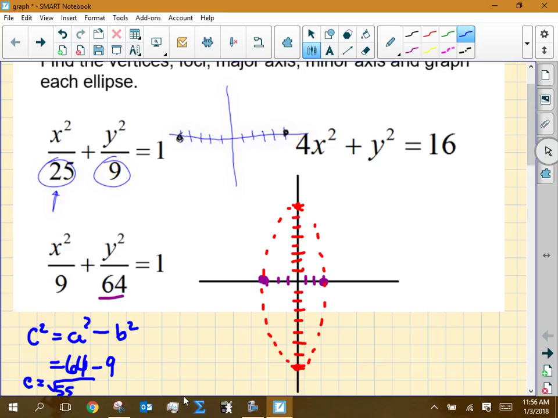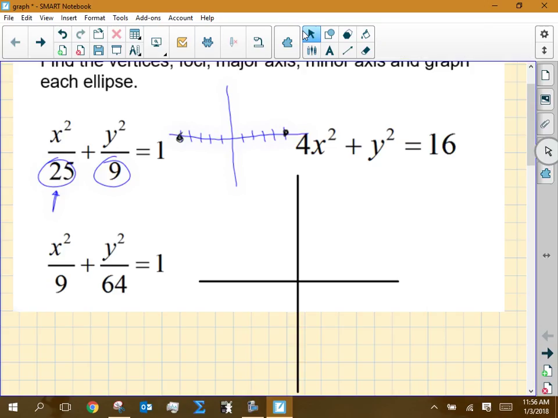And square root of 55, let's just do that real quick. It'll be a little bit bigger than 7. The square root of 55 is about 7.4. So I'd go up here, that's 7.4, maybe right there, and then 7.4 down there. So those are my two foci. Pretty straightforward, I think, on how you do these.